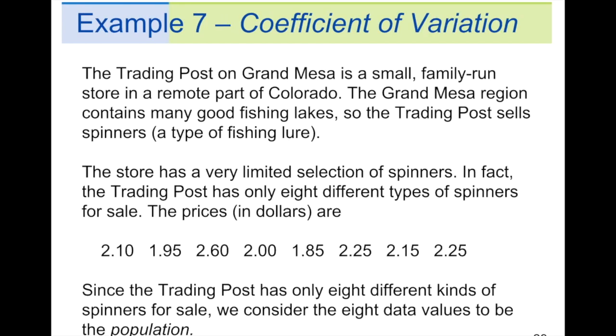The Trading Post on Grand Mesa is a small, family-run store in a remote part of Colorado. The Grand Mesa region contains many good fishing lakes, so the Trading Post sells spinners, a type of fishing lure. The store has a very limited selection of spinners. In fact, the Trading Post has only 8 different types of spinners for sale. The prices, in dollars, are, and here they are. Since the Trading Post has only 8 different kinds of spinners for sale, we consider the 8 data values to be the population.